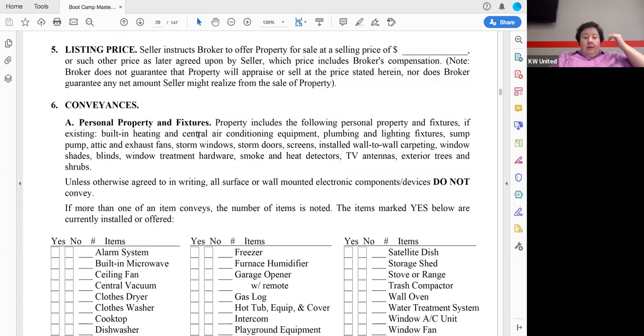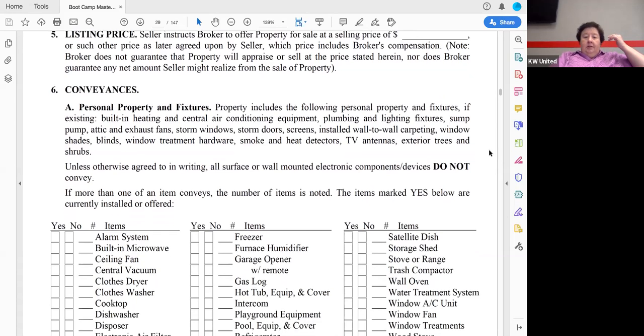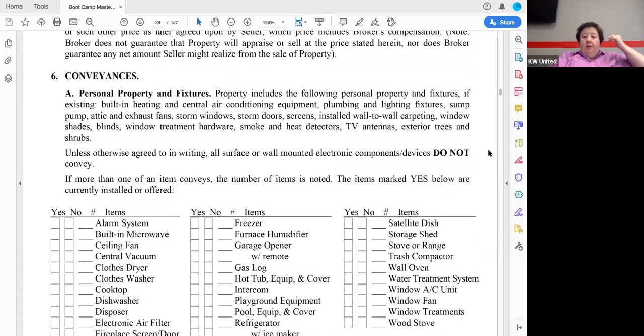Conveyances. You might hear the word chattels sometimes. We don't hear that much anymore, but years ago you would often hear agents refer to the chattels, which is the conveyances. And in some parts of the state, you might see that word come up in some of the counties. Property includes the following personal property and fixtures, if existing: built-in heating and air conditioning. It says if existing, okay? A house may not have it. It could be being sold as a tear down, right?